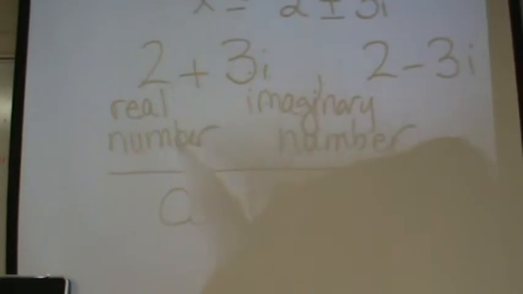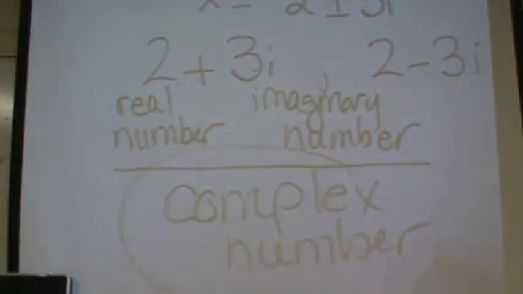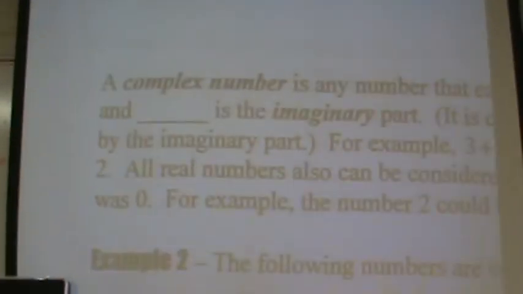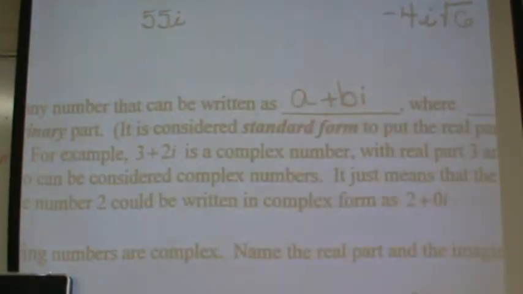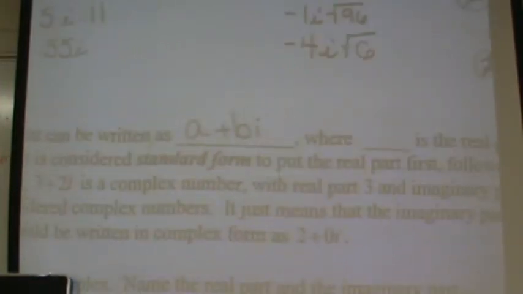This could be minus also. So when you take a real number and an imaginary number and put them together, we have a complex number. We're going to do stuff with these complex numbers. So in your notes I have here, a complex number is any number that can be written as, I want you to write a plus bi. A plus bi. Where a is going to be the real part and bi is the imaginary part.